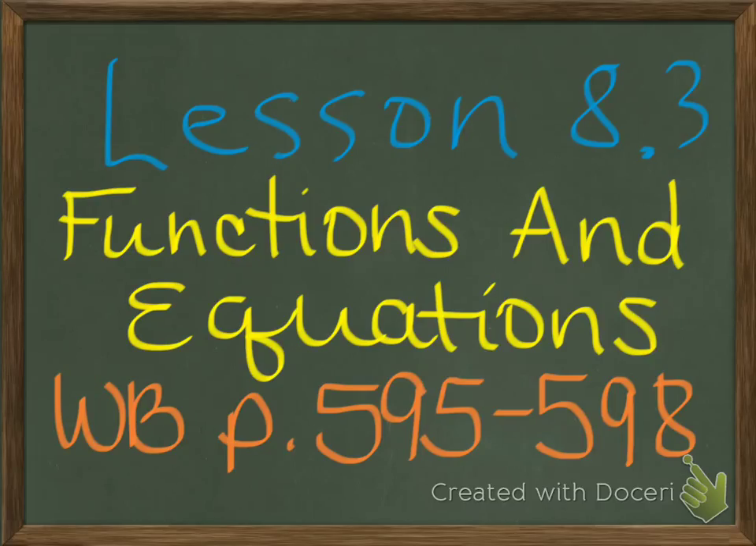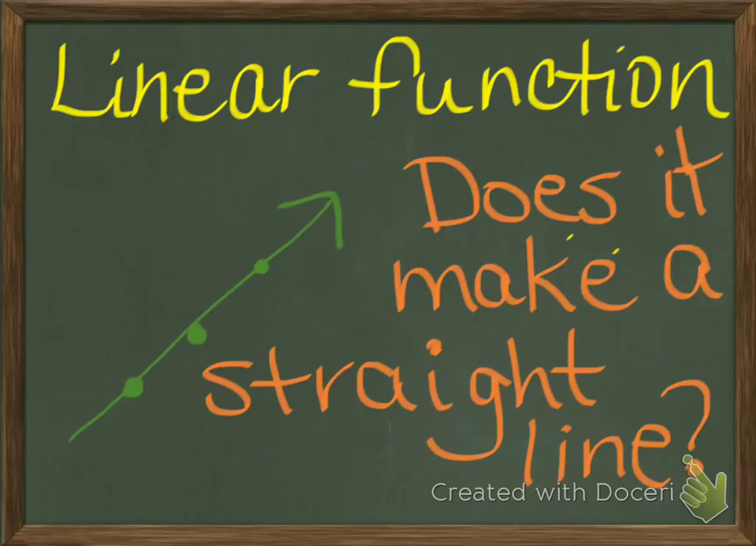Lesson 8.3, functions and equations, workbook pages 595 to 598. Being able to find the function rule, write it in words and as an equation. For example, you need to also be able to show linear function. Does it make a straight line? If you connect the dots and it makes a straight line, it is a linear function.